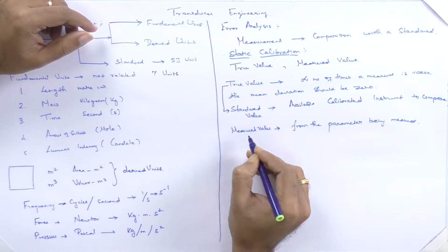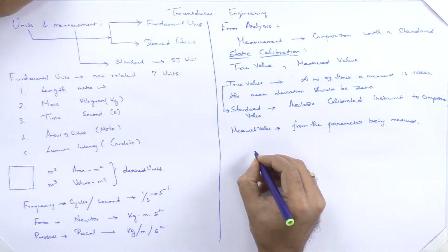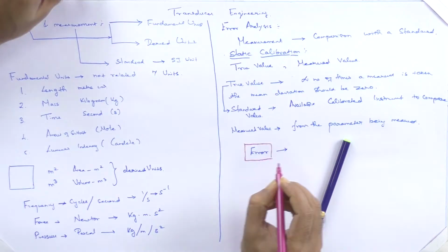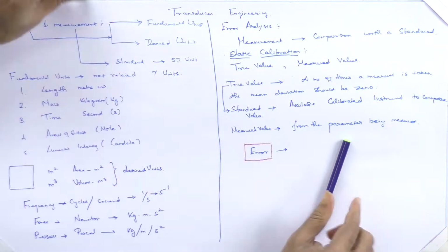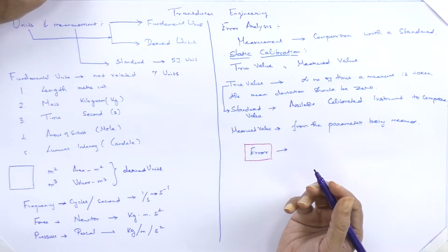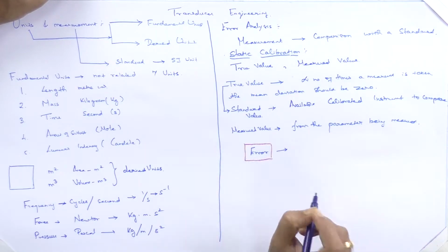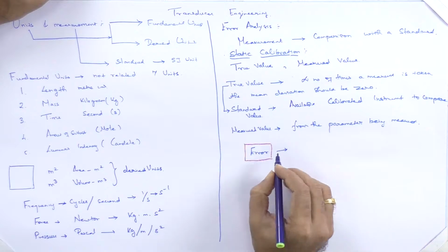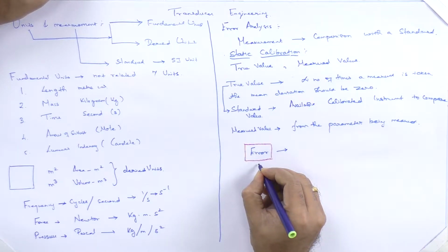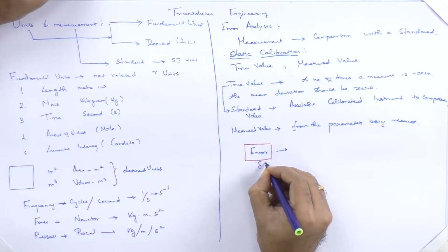So these two are the values. Now comes the concept of error. Error is the most important factor which you are going to have everywhere in instrumentation and transducer engineering. Wherever you go in instrumentation, you are going to have the concept of error. So how are you going to calculate error? Let's take error as delta E.